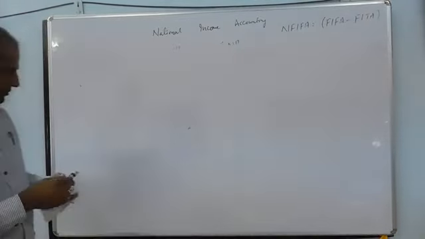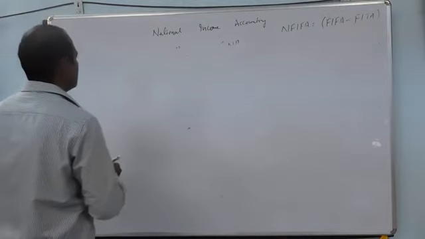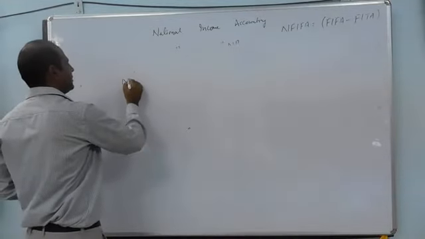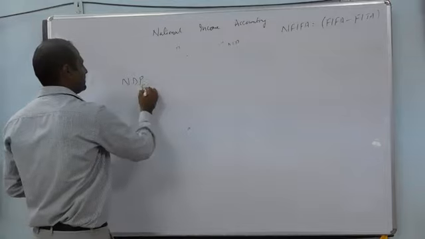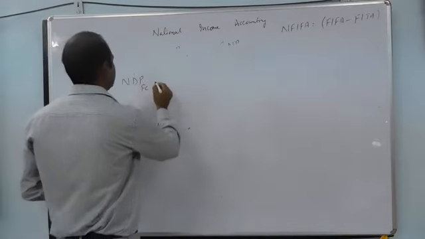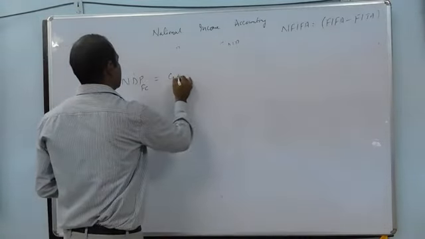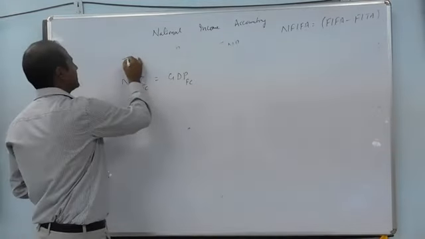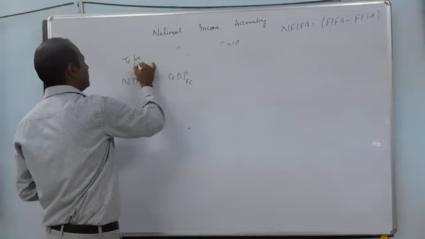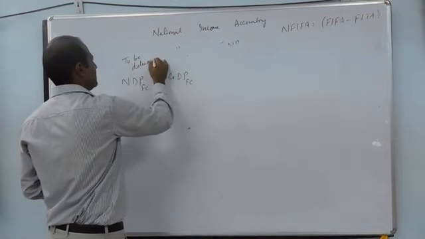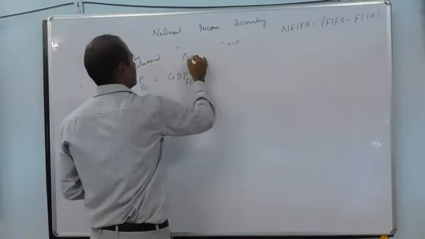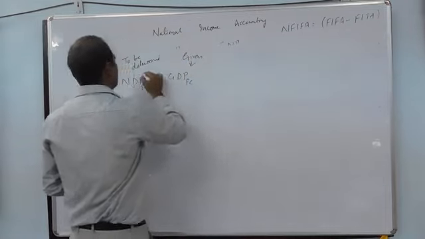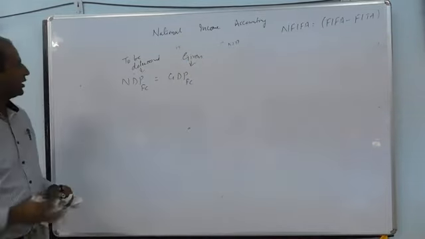Now the identity. Look, suppose NDPFC, you have to determine GDPFC. This is given. This is to be determined. This is given. Given and to be determined. Now what you have to do?